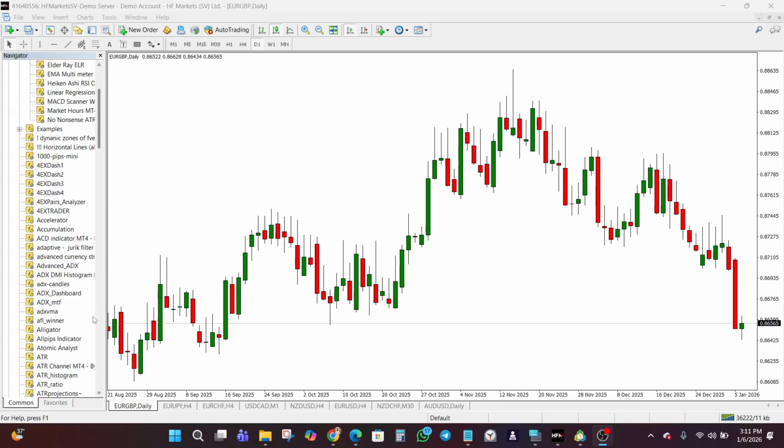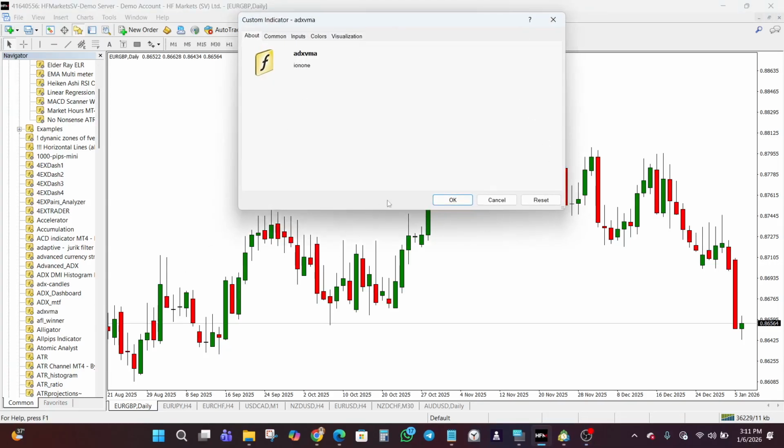In this video I am going to be showing you how to set up and use the ADXVMA indicator for MT4. We're just going to drag and drop it to our chart, ensuring that the allow DLL import box is checked.